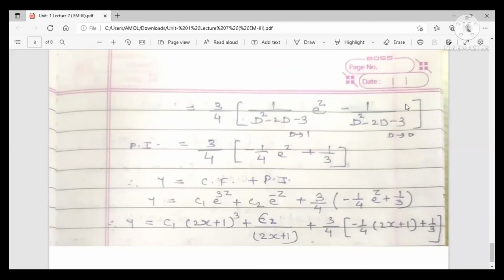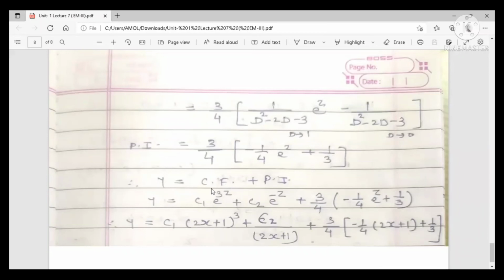Second term. In the second term, the constant term is there. No exponential function is there. The constant term is 1. So if the constant term is there, then we use the special subcase of the first case of the shortcut method. We replace d by 0 if there is a constant term. So replace d by 0 in the denominator. So the only non-zero term is minus 3, and with the minus sign it becomes plus. So the term is 1 by 3. And so the PI is 3 by 4 in bracket minus 1 by 4 into e raised to z plus 1 by 3. So this is the PI.